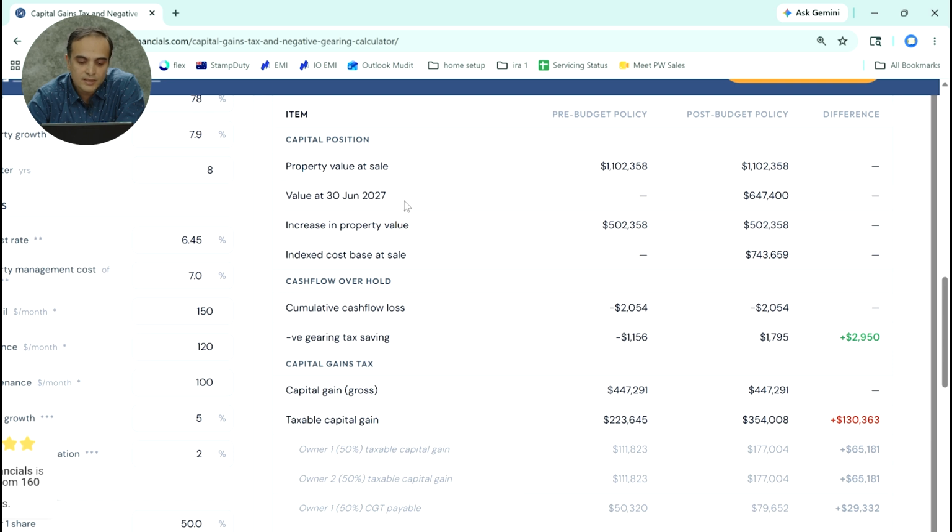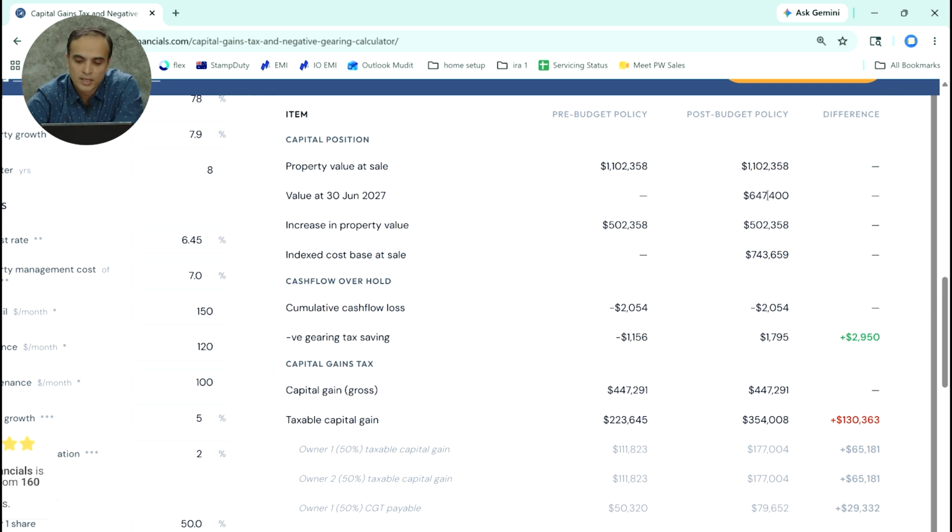Now value at 30th June 2027, this is calculated because based on the budget, they're saying that the cost base will be indexed at this value, and then the indexation will be starting from 2027. So till 2027 you get the negative gearing benefits. After that you don't, and the capital gains tax policy, which is a 50% discount you get as of now, after the policy the 50% discount will be gone, but it will be indexation-based capital gains tax, which will be applied from 2027 onwards.